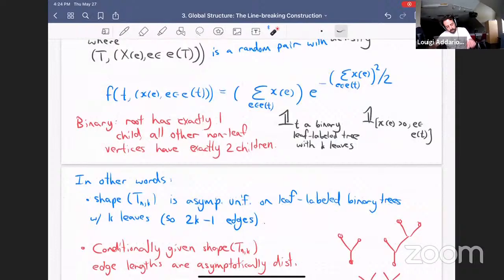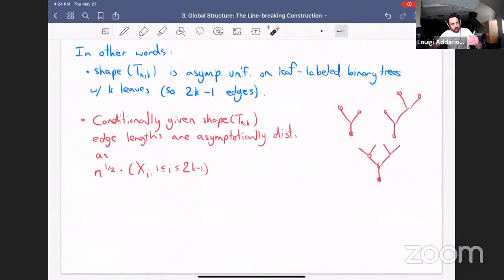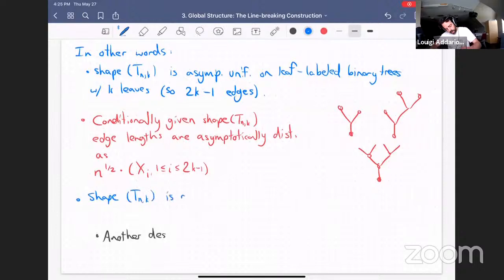It's x_e e to the minus x squared over 2. Another description, let me finish what I was saying before. So the shape of T_{n,k} is asymptotically independent of the lengths.